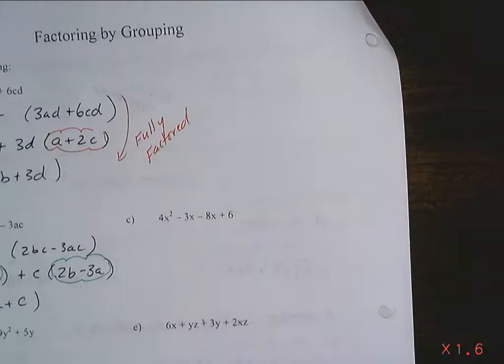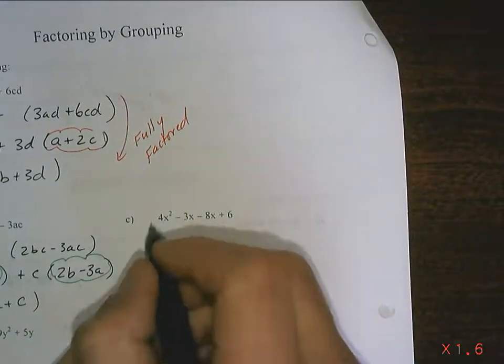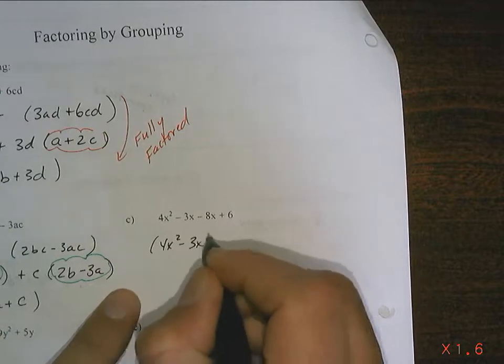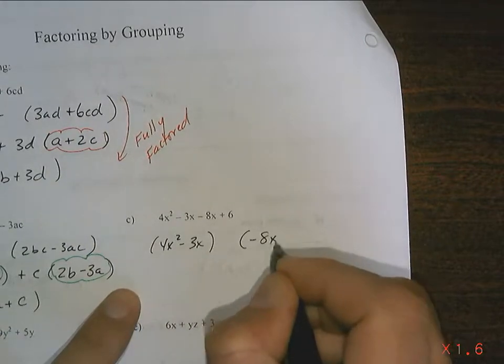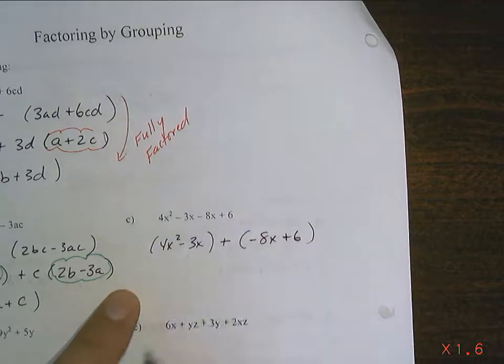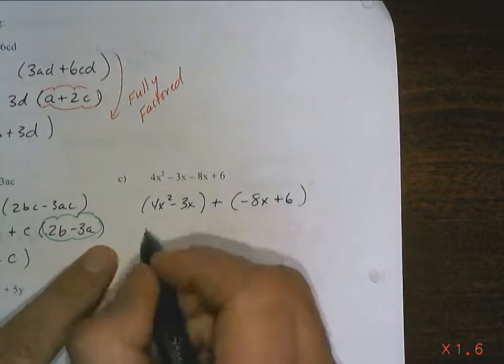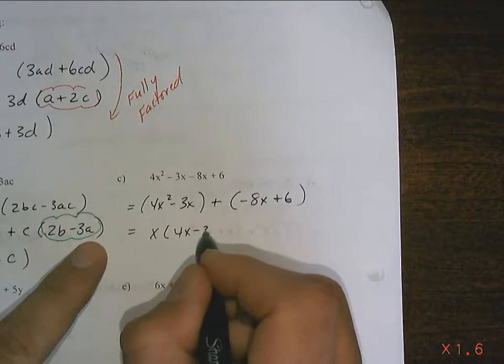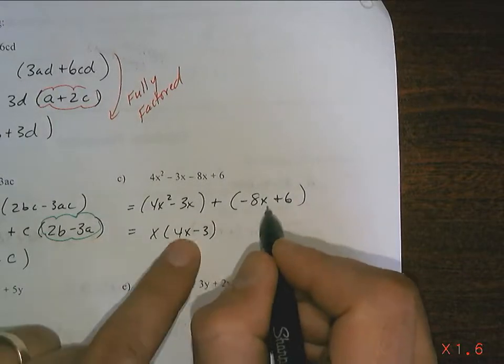Okay, moving on to C. So I'm going to group them in what I think is a good way to group. I'm going to put the 4x squared and the negative 3x together. I'm going to put the negative 8x and the positive 6 together. Notice that's a negative 8x, and that plus just means that those two groups go to give me the whole. I'm going to common factor out an x, which is going to give me a 4x minus 3. And I want a 4x minus 3 over here.